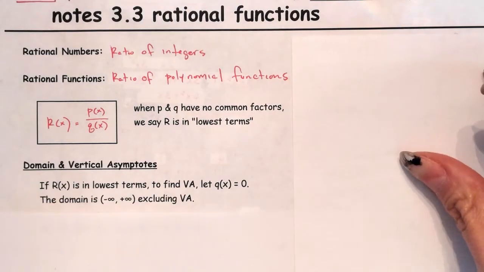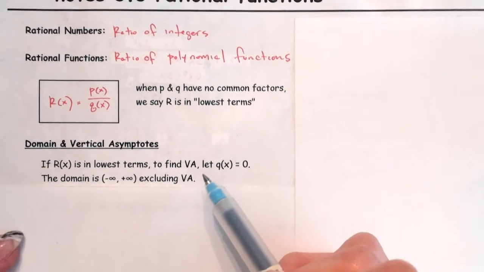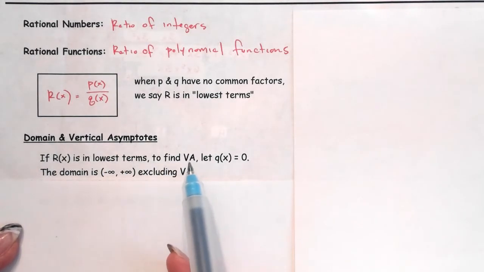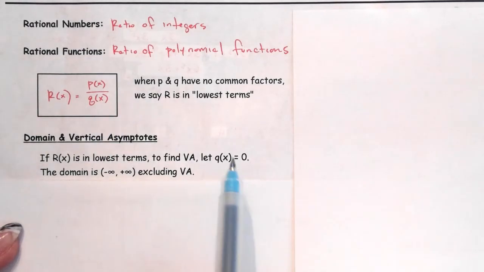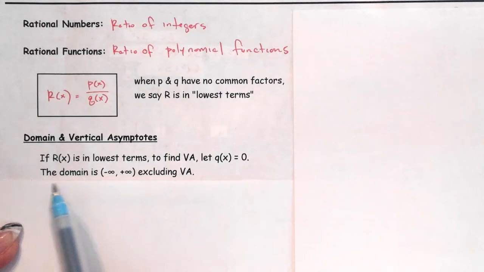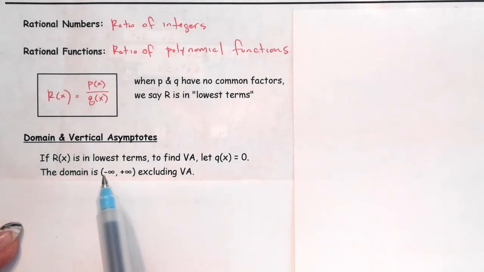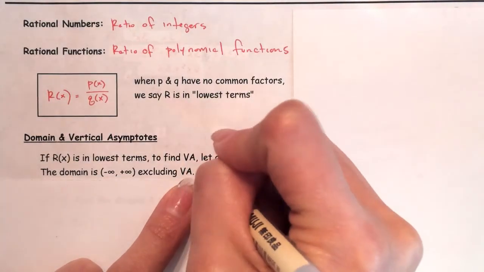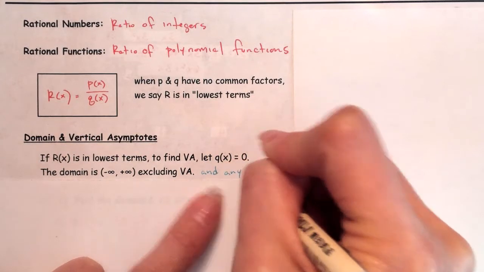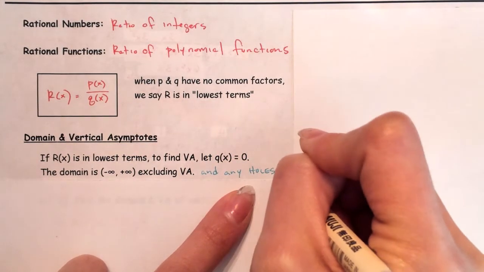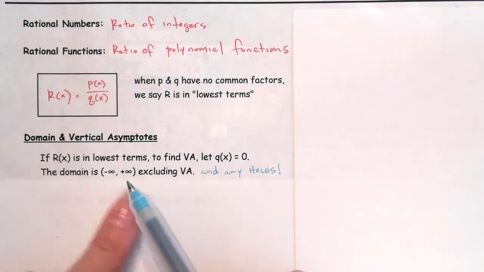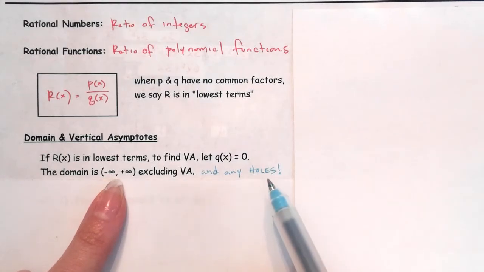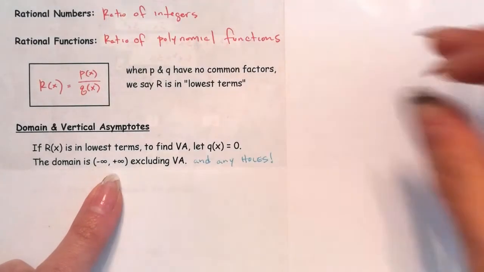Okay, and then two things, but one of these we fixed today actually. So if R of x is in lowest terms, then to find the vertical asymptote, we set the denominator equal to 0. And then here we just fix something a little bit. The domain is always going to be negative to positive infinity, excluding any vertical asymptotes and any holes. So holes and vertical asymptotes do not go in the domain because the domain is what's possible. Vertical asymptotes are not possible and holes don't exist. They're like black holes. They don't exist. Okay? Or we can't see them.